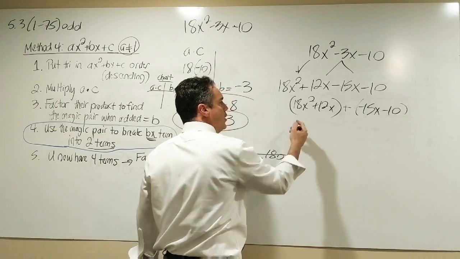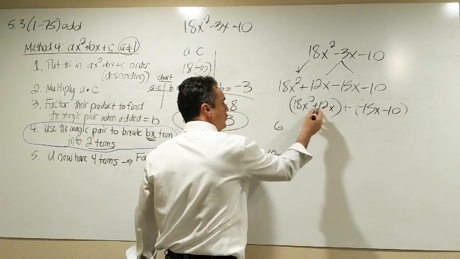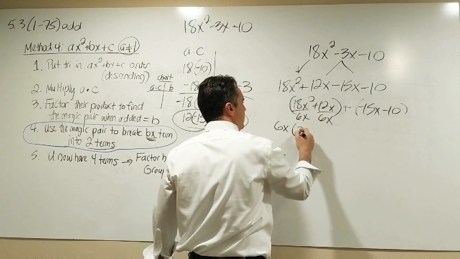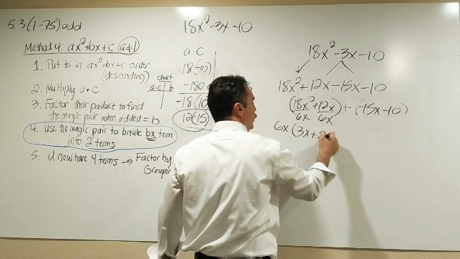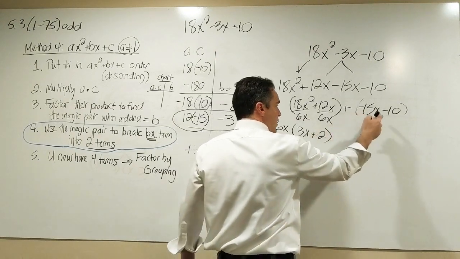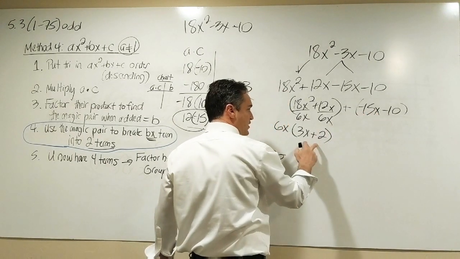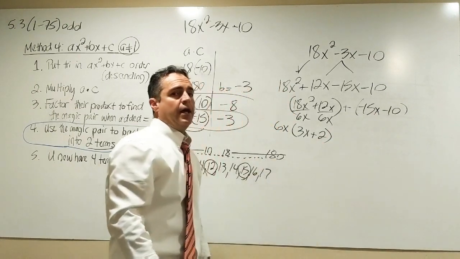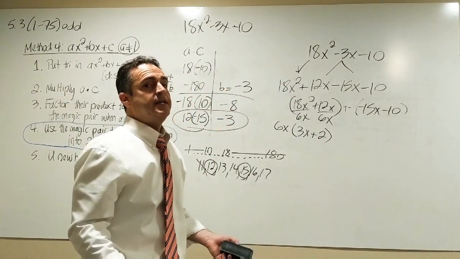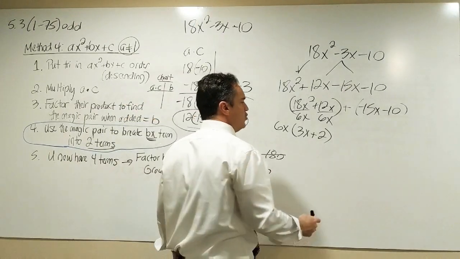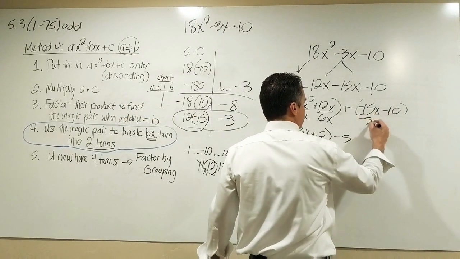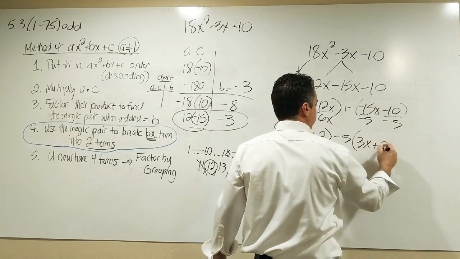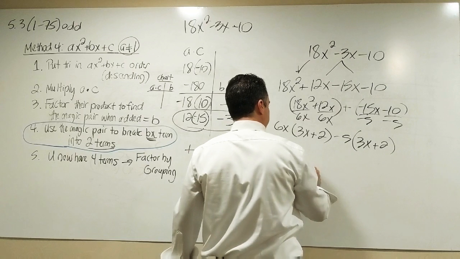Common factor here, both these numbers are divisible by 6, both of them are divisible by x. We'll put this over 6x, put this over 6x. We get 3x plus 2. We need this to be 3x plus 2. We need both these to be positive over here for these to be the same. So we're not going to just factor out a positive, we're going to factor out a negative. And they're both divisible by 5, so we're going to factor out a negative 5, divide this by negative 5, divide this by negative 5, and indeed we get 3x plus 2. Whoa, it's magic. The parentheses are the same.